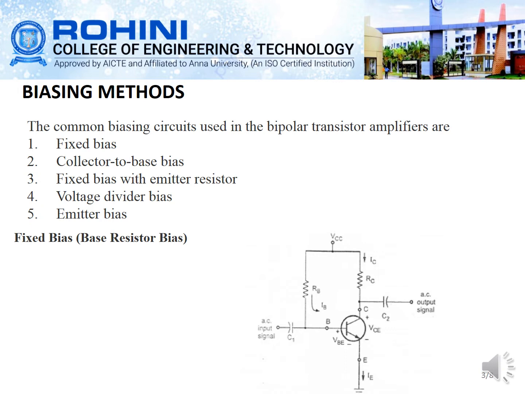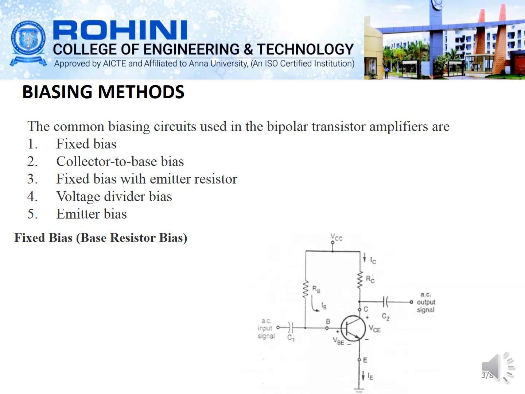In the biasing methods, we have five types of methods. The first one is fixed bias, the second is collector to base bias, the third is fixed bias with emitter resistor, the fourth is voltage divider bias, and the fifth is emitter bias. So let's see about the fixed bias.